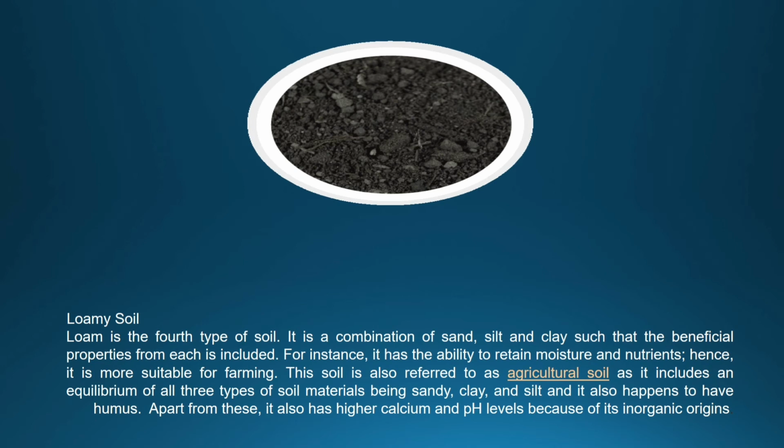It has a combination of the three types of soil: sand, silt, and clay. It has higher calcium and pH levels in the soil. Why? Because of its inorganic origins. This soil has humus and is more suitable for farming than the other three types of soil. It's also referred to as the agriculture soil, as it includes an equilibrium of all three types of soil materials, being sandy, clay, and silt. This soil has humus in it, but the other three types have no humus.